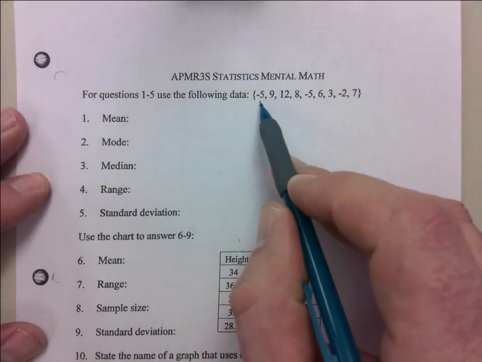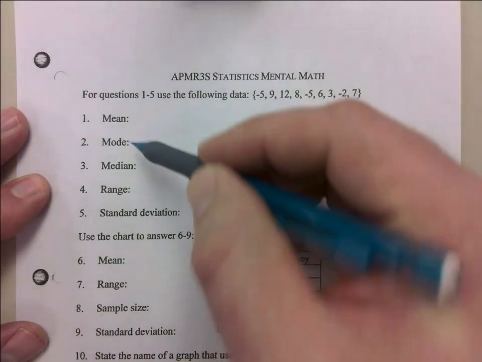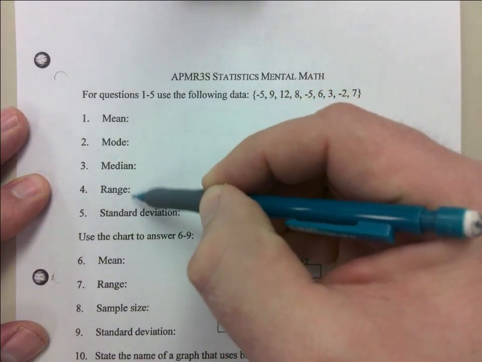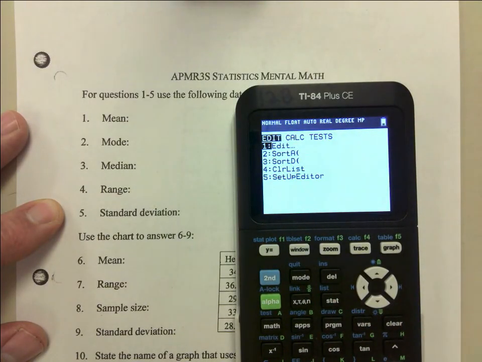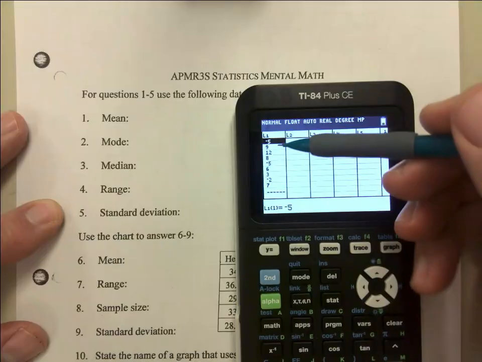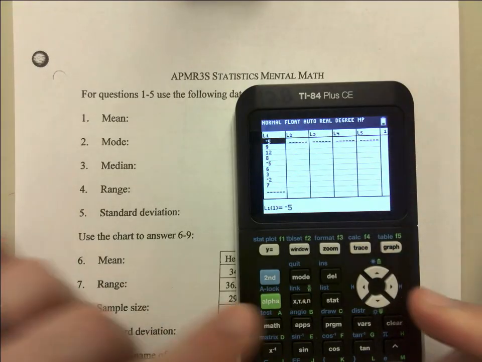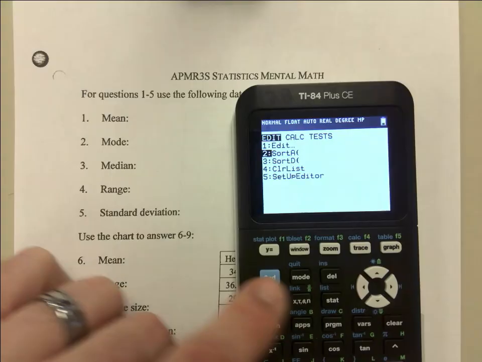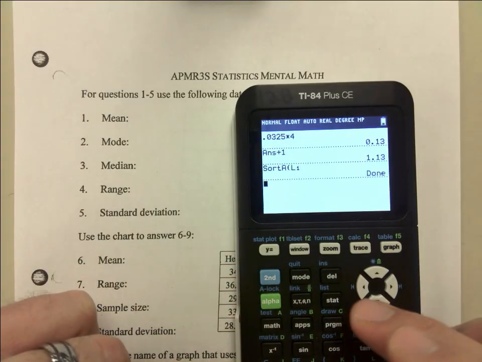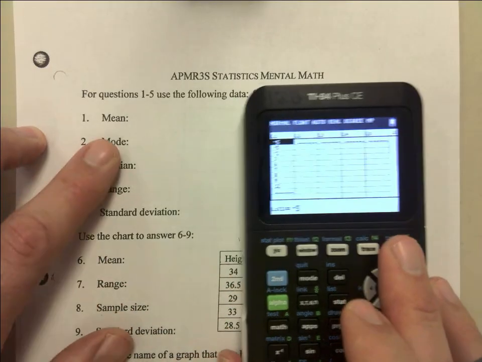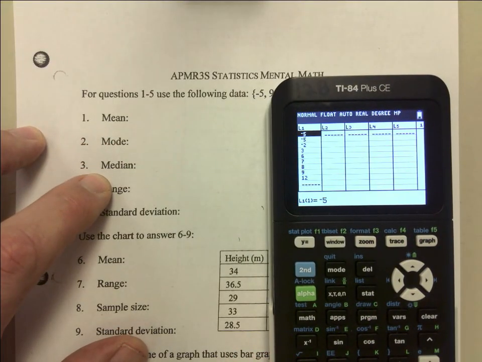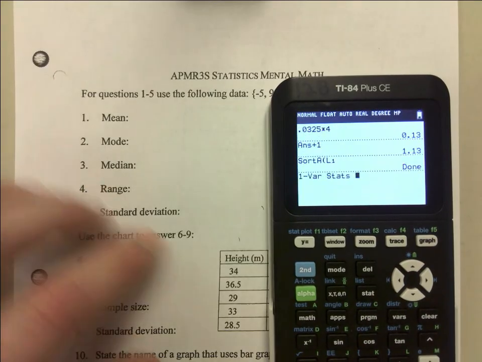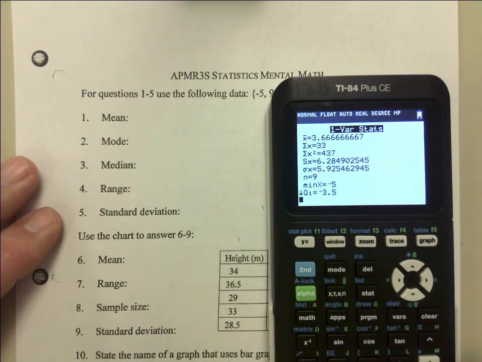Right, so I give you a bunch of values and I want the measures of central tendency, the range and the standard deviation. I went ahead and entered all of this into my calculator. It's probably a good idea to arrange it, sort it, go back in there. Let's figure out the mean, median, and mode. So I go stat, calc, one variable statistics.